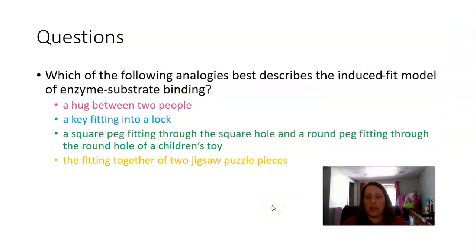Which of the following analogies best describes the induced fit model of enzyme substrate binding? Okay, so induced fit. A hug between two people, a key fitting into a lock, a square peg fitting through a square hole, and a round peg fitting through a round hole of a children's toy. Or yellow, the fitting together of two jigsaw puzzle pieces.